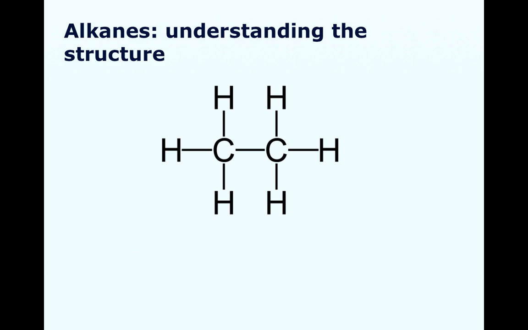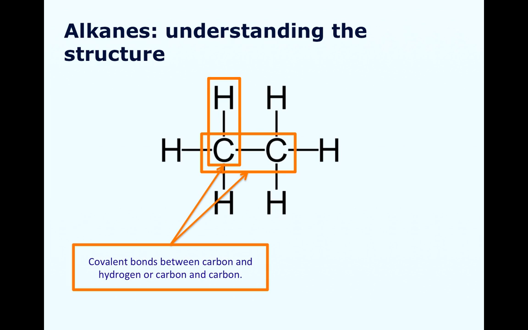Now let's look at the structure of alkanes in a little bit more detail. Here I have an alkane that's called ethane, and it contains 2 carbons and 6 hydrogens. Between each of these atoms are straight lines. So we've got a straight line here between a carbon and hydrogen atom, and a straight line here between 2 carbon atoms. Now think back to your structure and bonding topic. These straight lines are showing covalent bonds between the carbon and hydrogen, or the carbon and carbon.